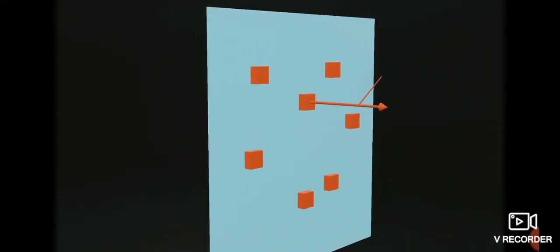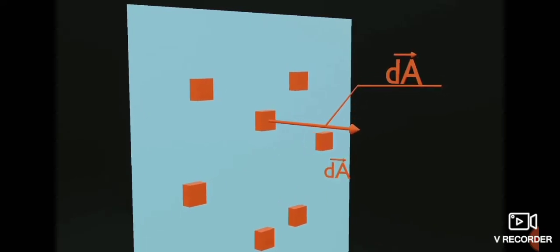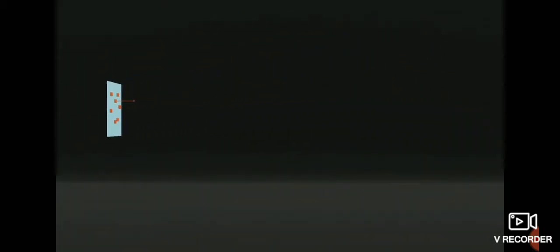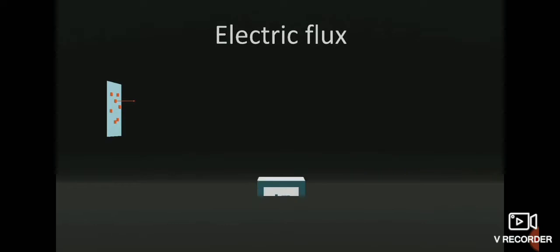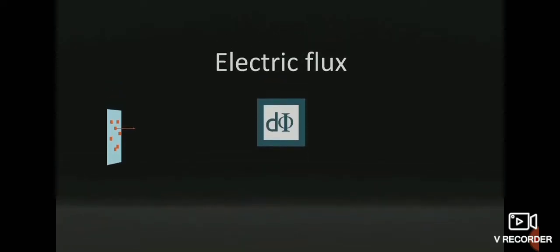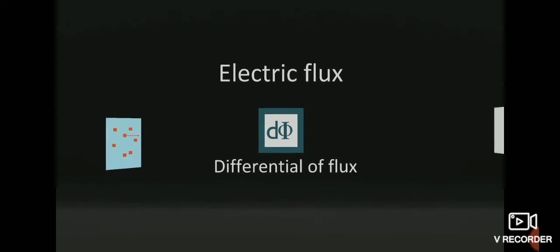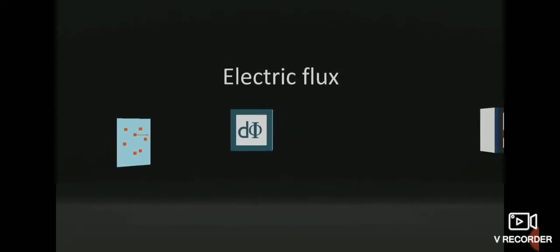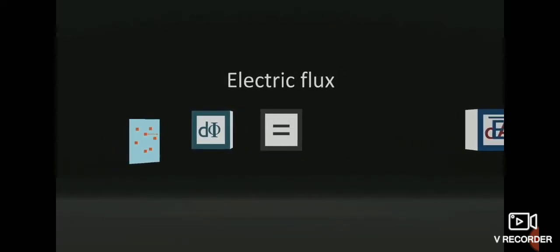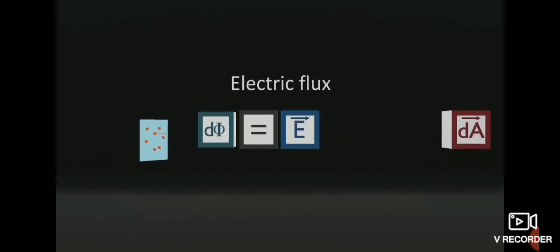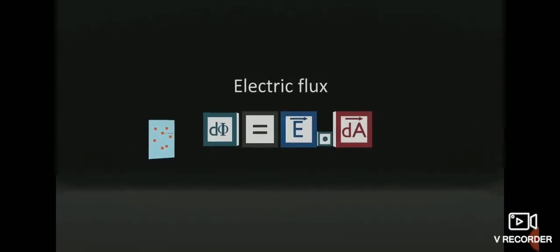That is the surface which is having the electric field lines. The area is given by dA. dA vector is the area vector. The electric flux is given by the differential of flux, d phi. Sometimes it may be represented as d psi.